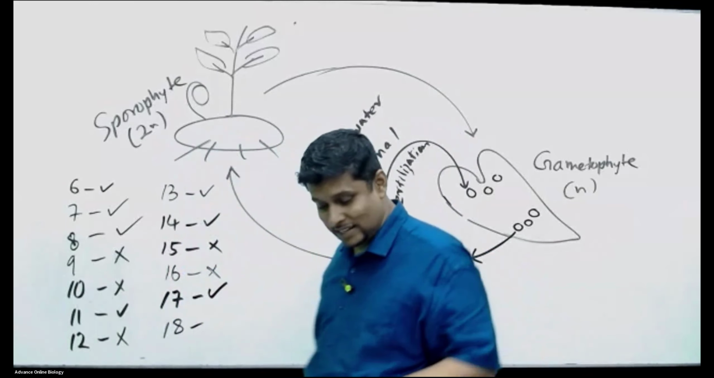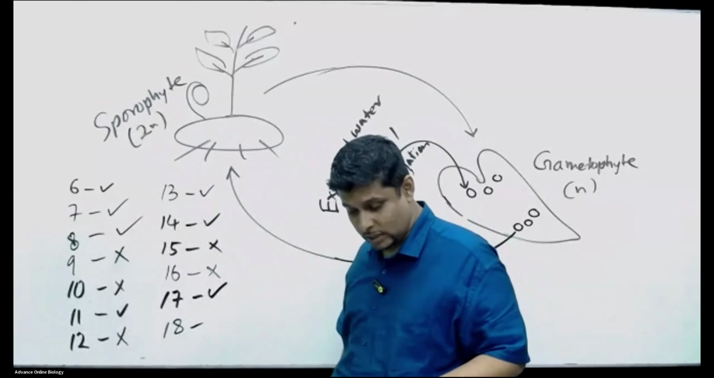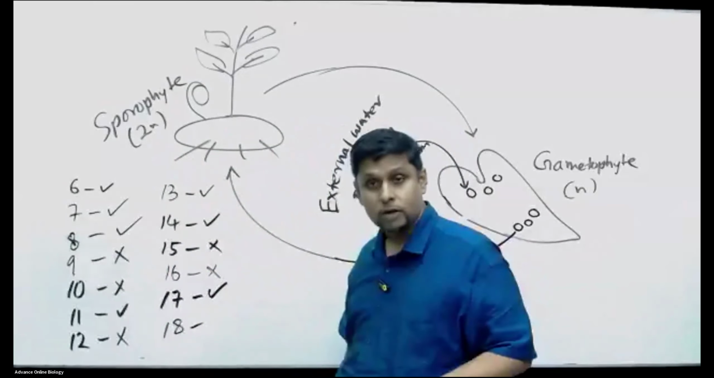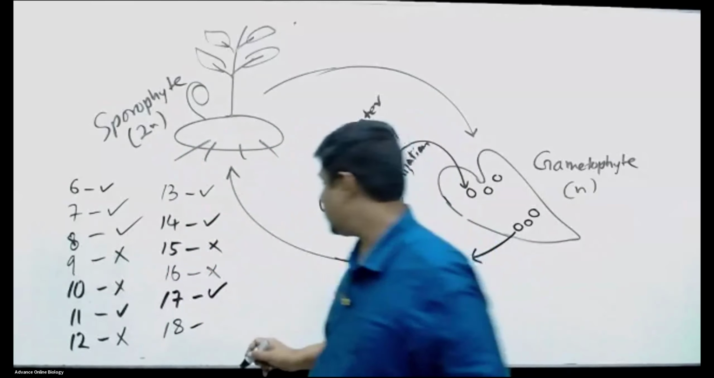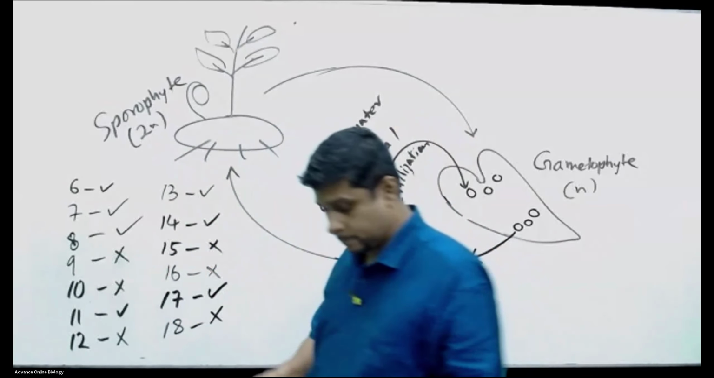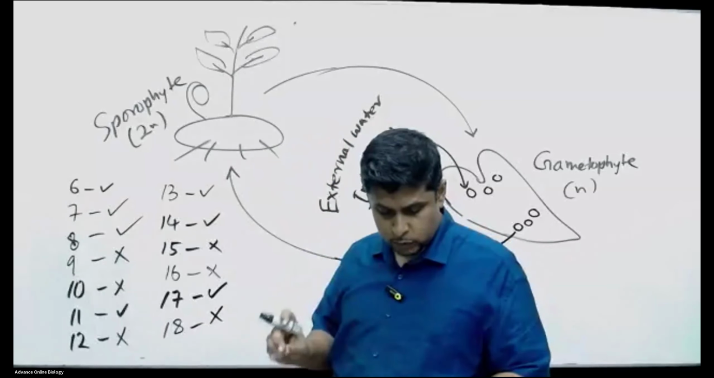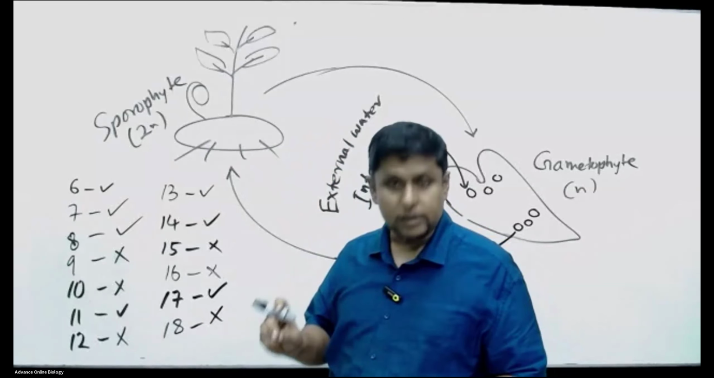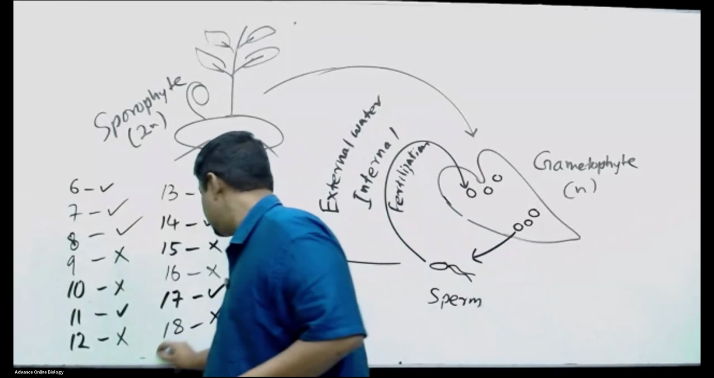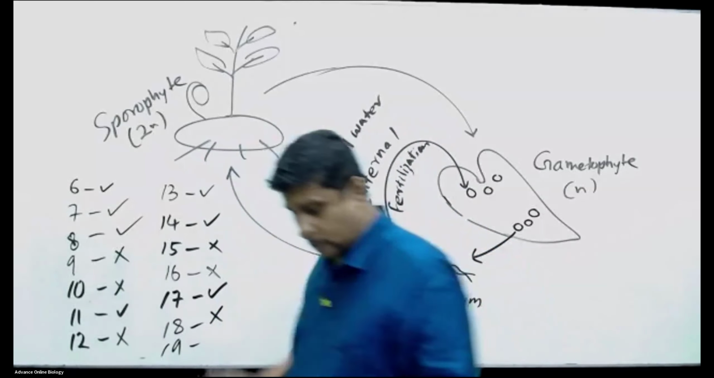In Selaginella, genetically two types of spores are produced. This nature is called heterospory. No, they are different size-wise, not genetically. Wrong statement, right? Statement 19: Selaginella megaspore starts to develop into female gametophyte. Check that part.